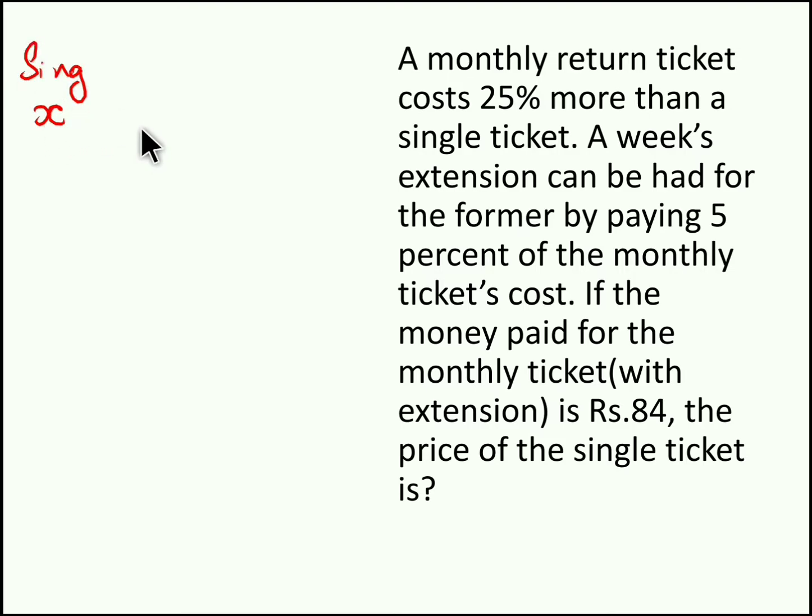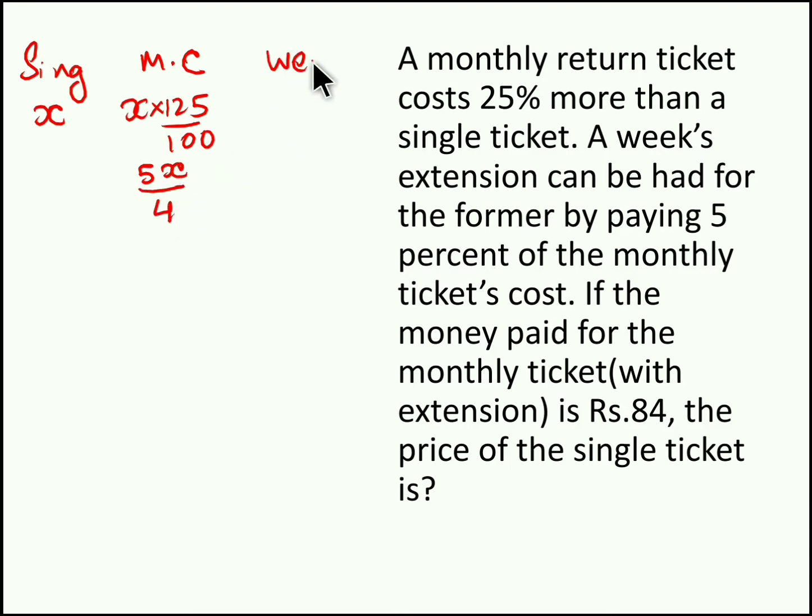Cost of single ticket be X rupees. So monthly ticket's cost will be 25% higher than single ticket's cost. So 25% higher in the sense x into 125 by 100, which gives 5x by 4.